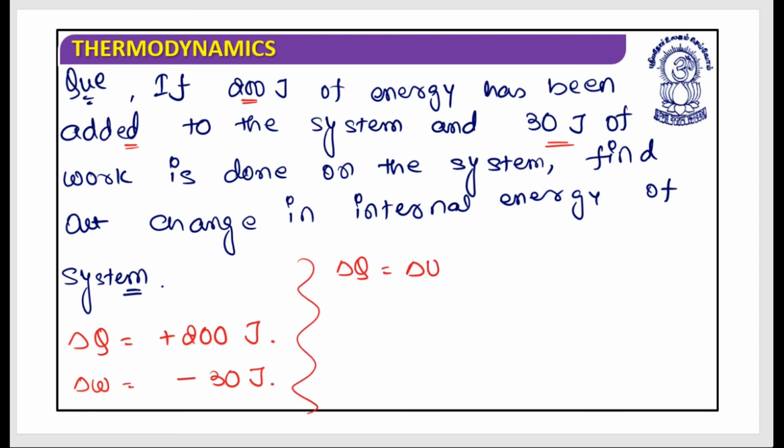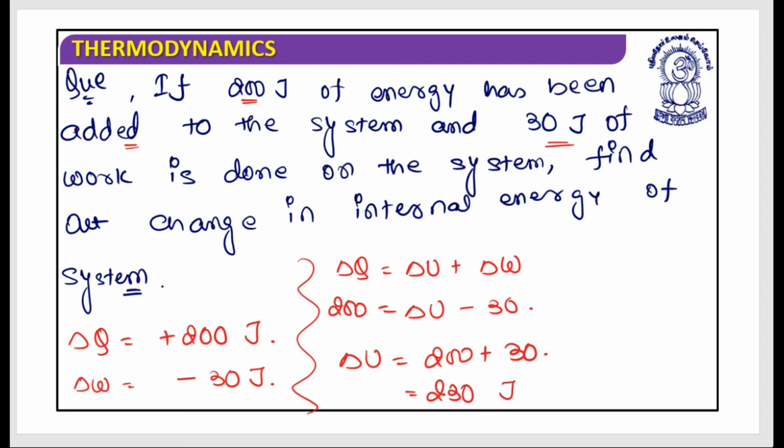Delta Q is equal to delta U plus delta W. Delta Q is 200. Delta U is what we want to find. Delta W is minus 30. So this delta U is equal to 200 plus 30. This is 230 joule. I hope this is clear. Is it clear? Are you sure? Great. So let's wind up this session over here.